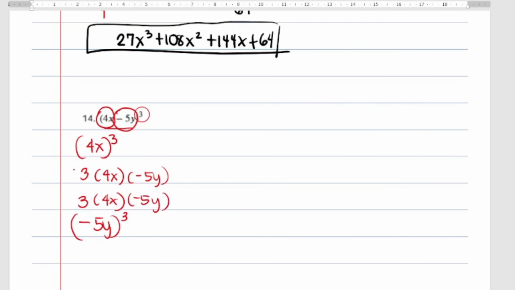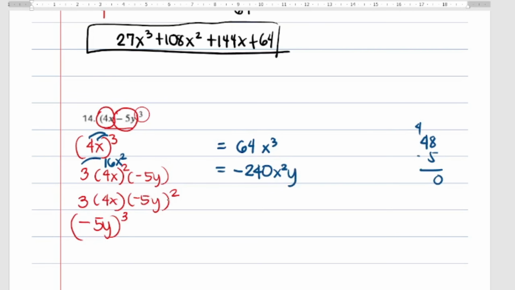And then again, what's the difference? For the second step, you square the first term. For the third step, you square the second term. Then let us now simplify. 4 cubed is 64. Then x cubed is x cubed. Then for this, get the square of this expression first. So 4x squared is 16x squared. So 3 times 16x squared, that's 48x squared, times negative 5. So that's negative 240x squared y.